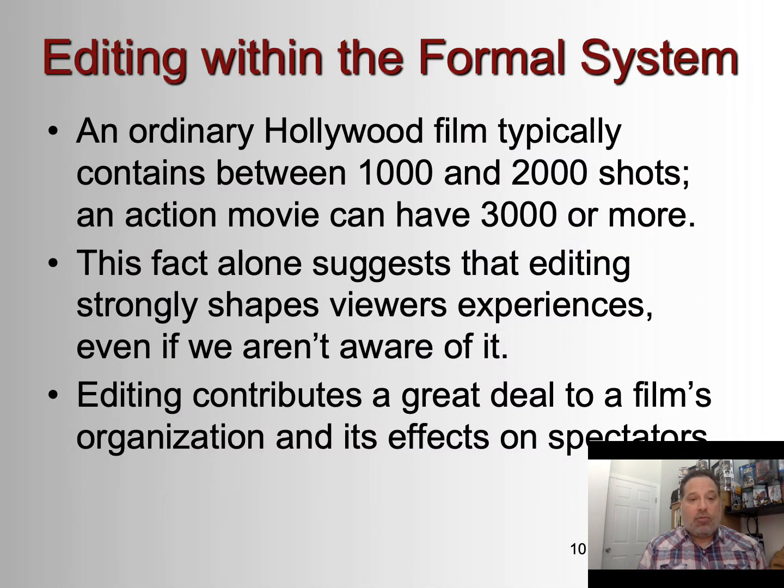Okay, editing within the formal system. The formal system being the system of filmmaking that we've been talking about, all these different elements and how they're pieced together. So an ordinary Hollywood film of 90 minutes to 2.5 hours typically contains between 1,000 and 2,000 shots. An action movie might have 3,000 or more because the shot duration is so much shorter, because the editor and director are using short shots to create a sense of pace, right? A fast-paced effect.